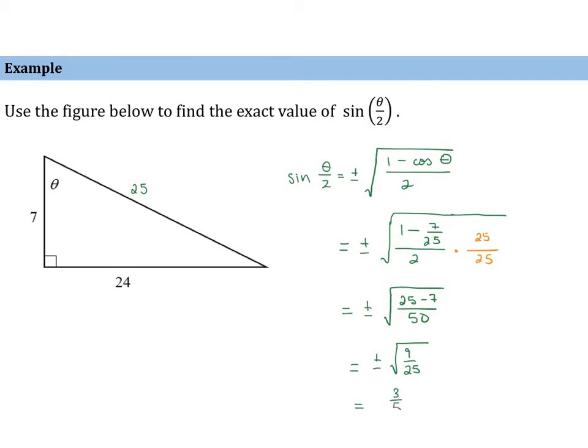Now, are we going to use the positive or the negative? Because theta is an acute angle, theta resides in the first quadrant. And therefore, if I divide by 2, that would also reside in the first quadrant. An acute angle divided by 2 is still acute, and the sine of an acute angle is positive. So our answer is just positive 3/5. We can disregard the negative.